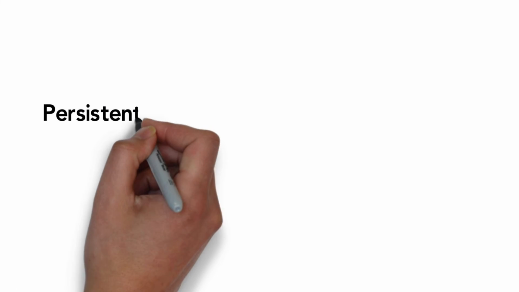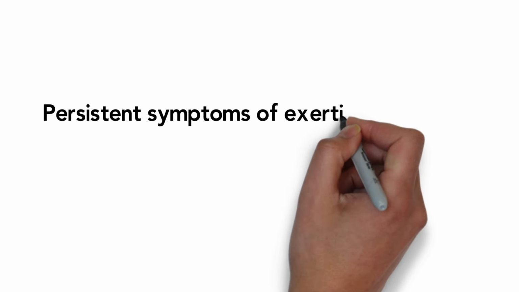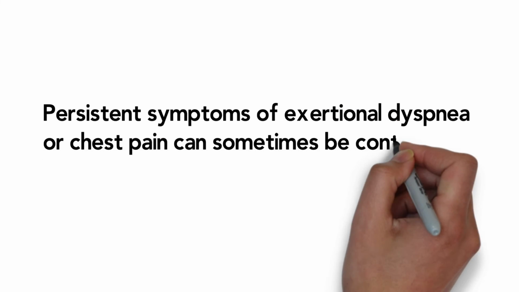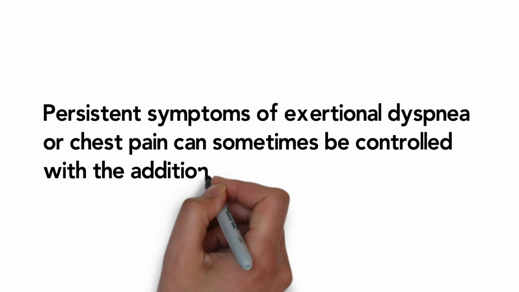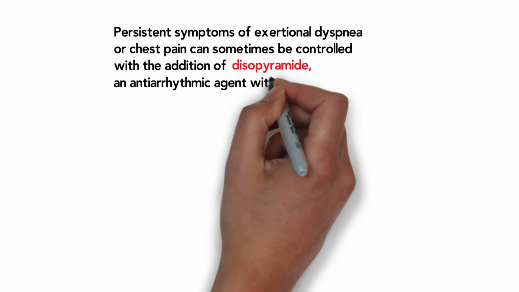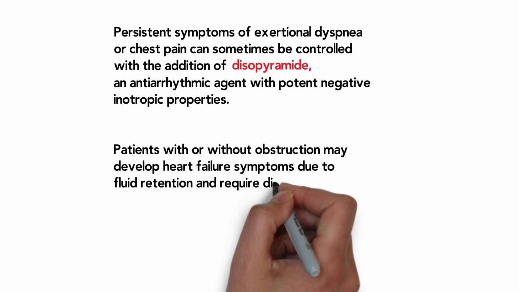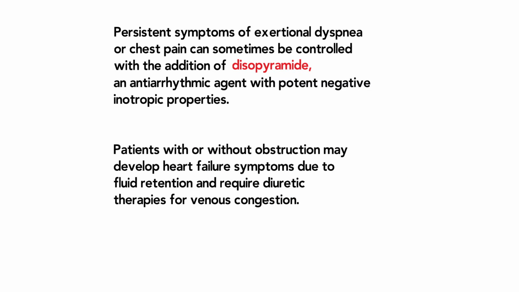These are first-line agents that reduce the severity of obstruction by slowing heart rate, enhancing diastolic filling, and decreasing contractility. Persistent symptoms of exertional dyspnea or chest pain can sometimes be controlled with the addition of disopyramide, an antiarrhythmic agent with potent negative inotropic properties. Patients with or without obstruction may develop heart failure symptoms due to fluid retention and require diuretic therapies for venous congestion.